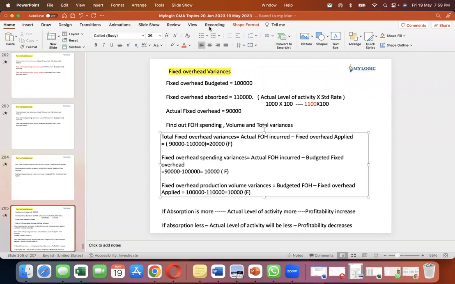All we did here is fixed overhead. We identify what is budgeted, what is absorbed, what is actual. We apply that to the equation. What is spending, what is production volume. The difference is only when it is budgeted versus actual, which is very clear. Whichever actual is less means it becomes profit beneficial because cost is less. But when absorption is involved, we mentioned a concept: if absorption is more, actual level of activity is more, profitability is more. If absorption is less, actual level of activity is less, profitability is less. We explained that.